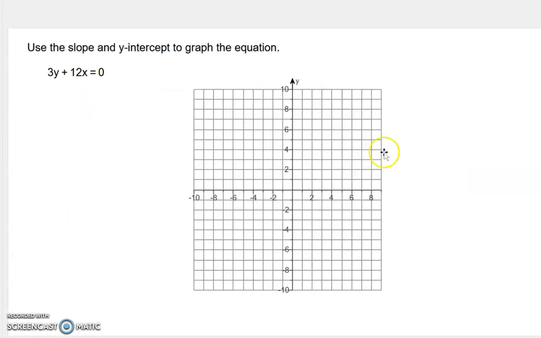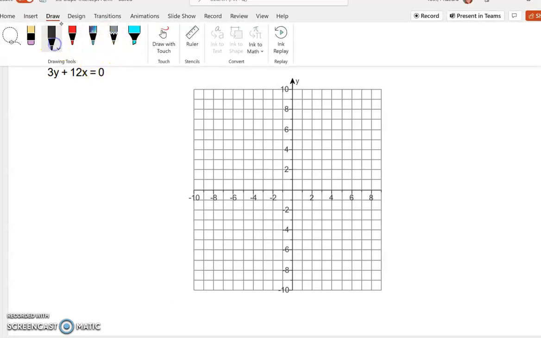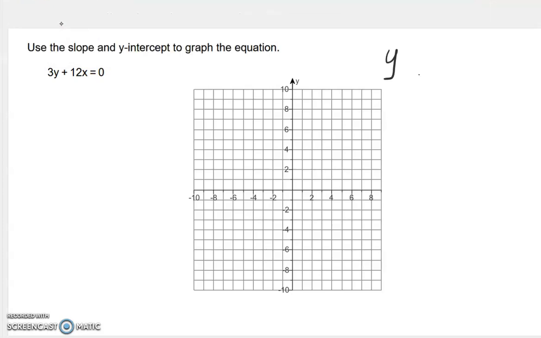Okay, let's look at another example. You're going to be given this. You're going to be asked to graph this equation by using the slope and the y-intercept. Well, you might be looking at this and saying, well, what the heck? This is not in the y equals mx plus b format, the slope-intercept. I don't see a slope and I don't see a y. Well, easy fix. You can just manipulate this and put it into the slope-intercept form. So how do we do that?